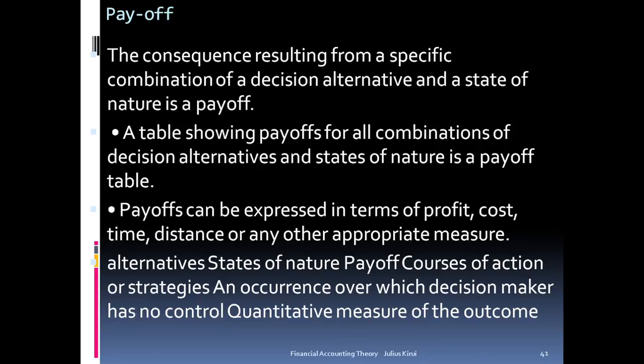Now we look at the payoff. The consequences resulting from a specific combination of decision alternative and state of nature is the payoff. A table showing payoff for all combinations of decision alternative and state of nature is a payoff table. Payoff can be expressed in terms of profit, cost, time, distance, and any other appropriate measure. Alternative: course of action or strategy. State of nature: an occurrence over which the decision maker has no control. Payoff: quantitative measure of the outcome.